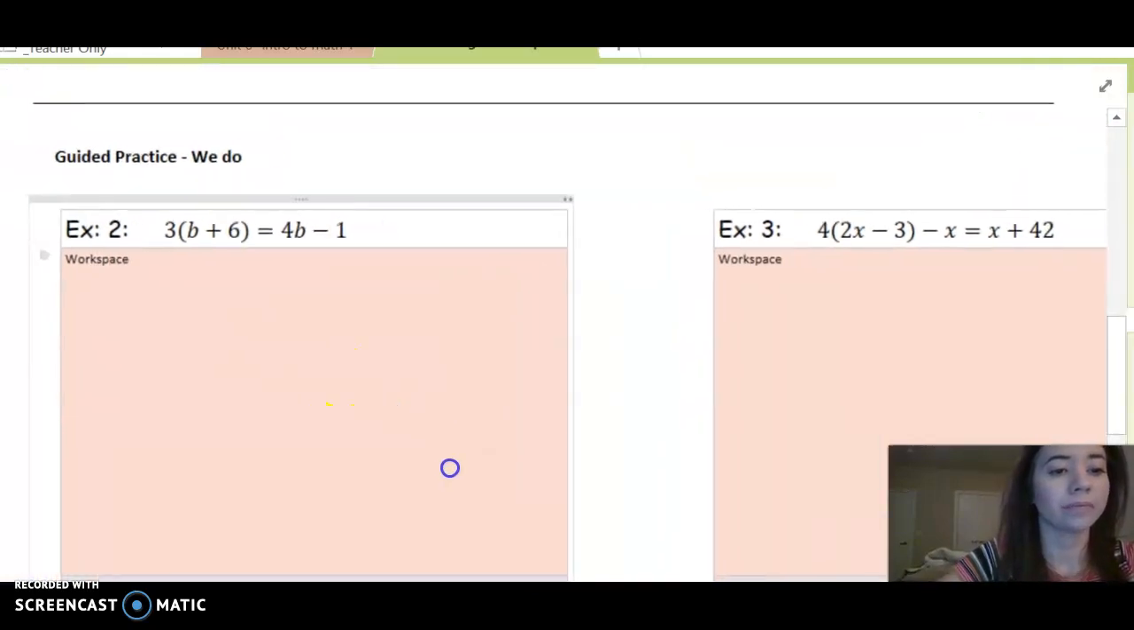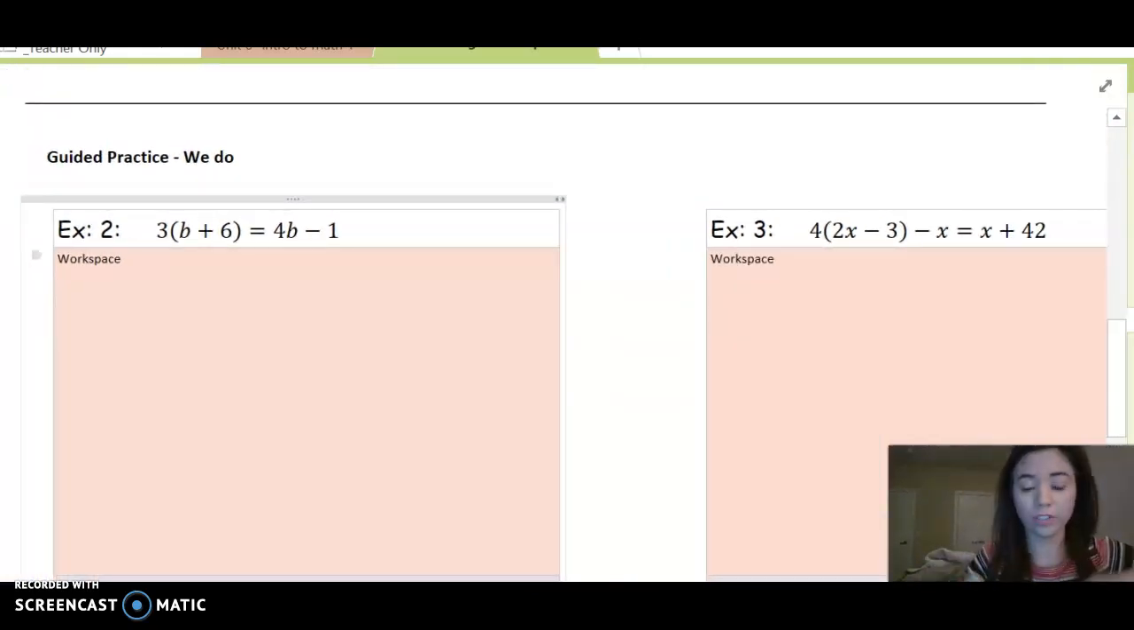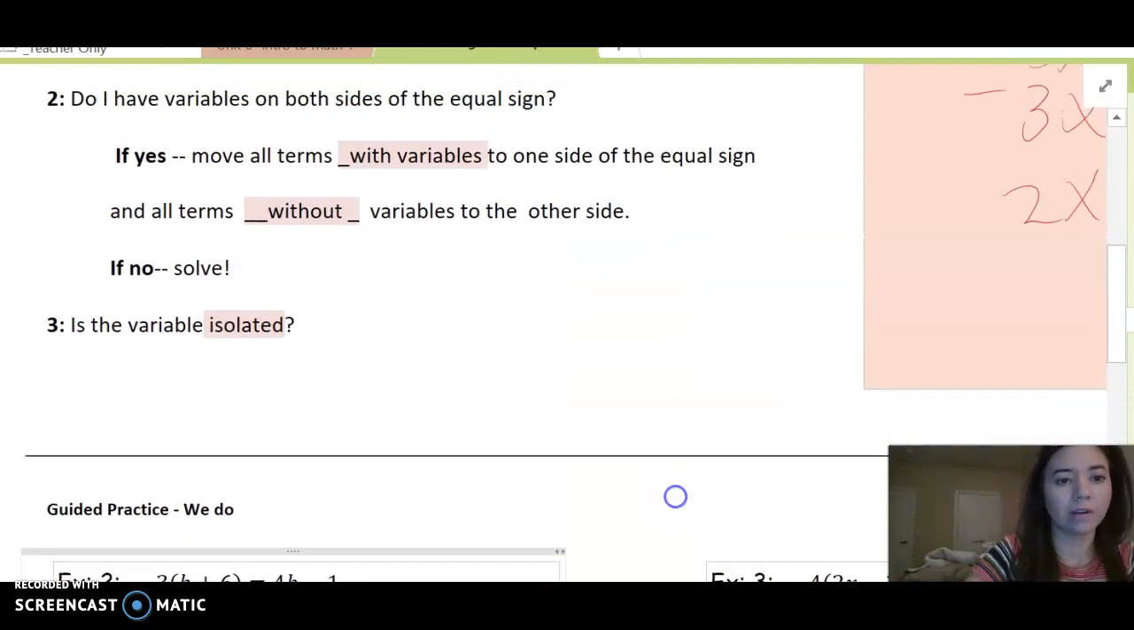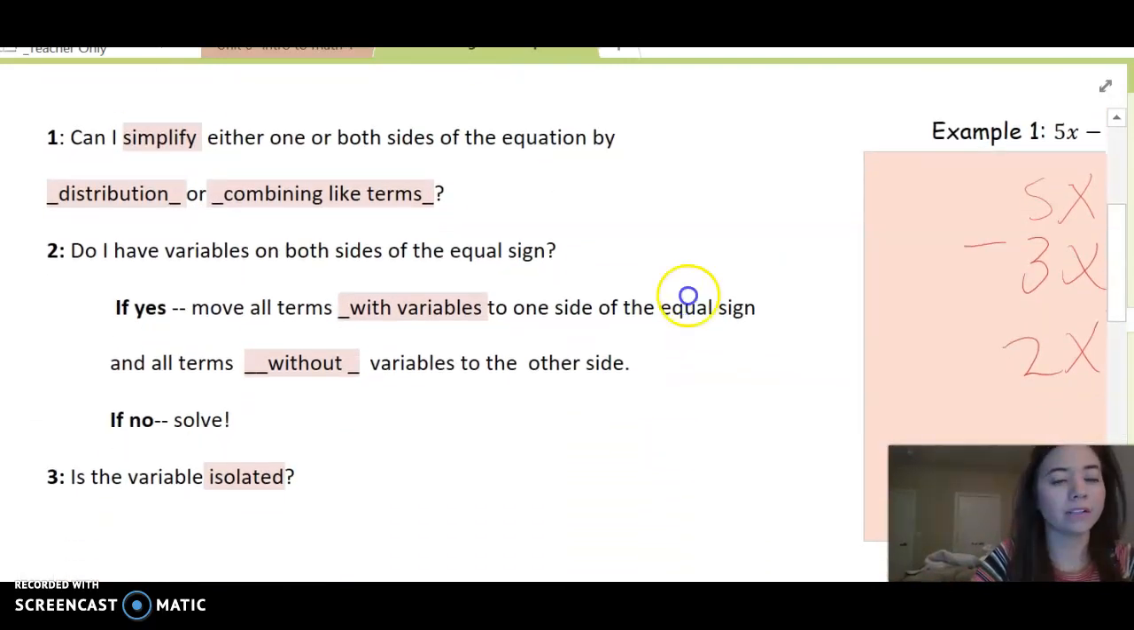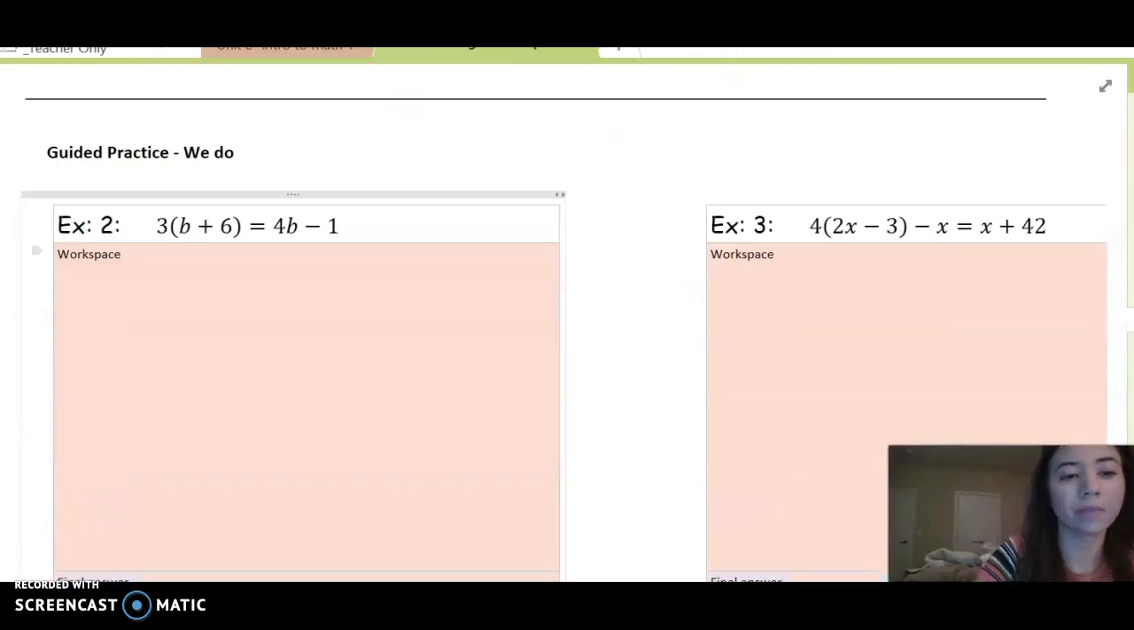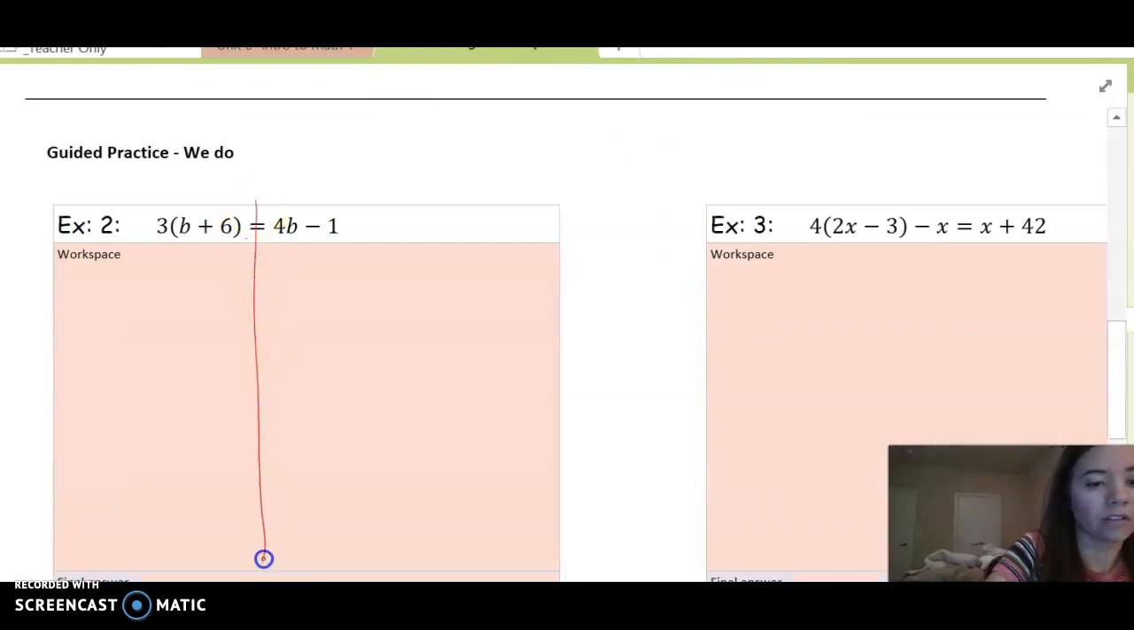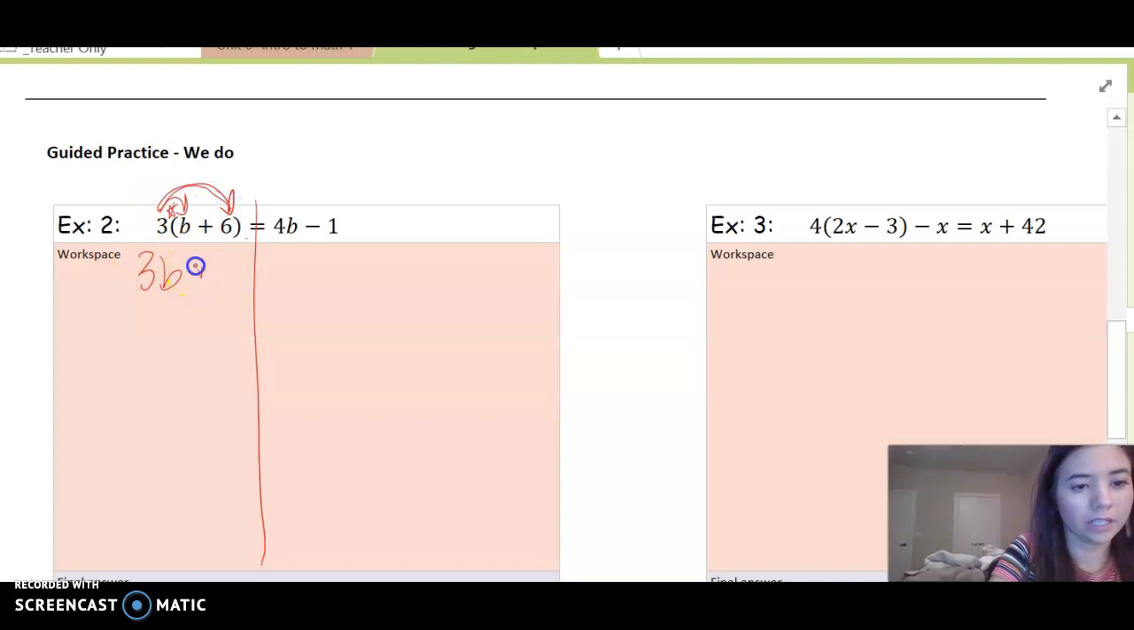Example 2 here. I'm going to just talk through the questions and we'll solve it. First question is, can I simplify by distributing or combining like terms? Again, let's draw that line down the equal sign. On my left side, I see I have a number outside of parentheses, so I can distribute. 3 times b is 3b. 3 times 6 is 18. Equals, there's no parentheses over here.